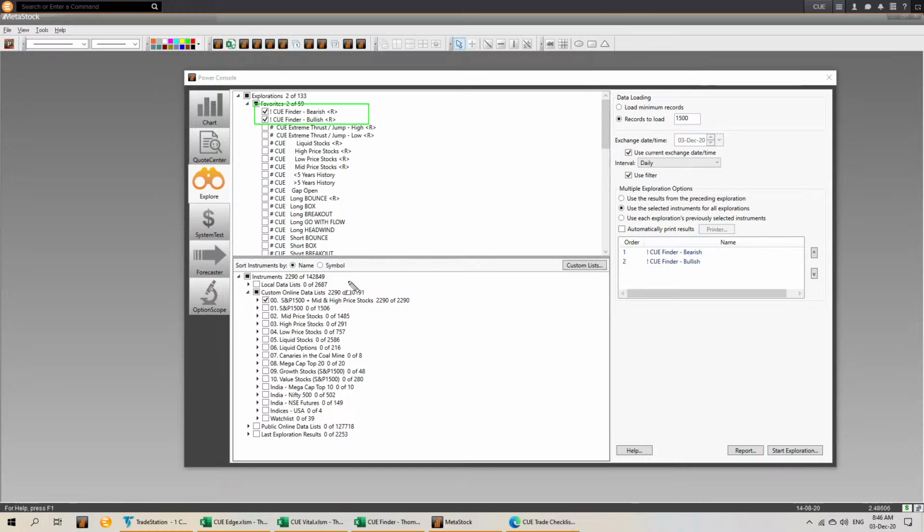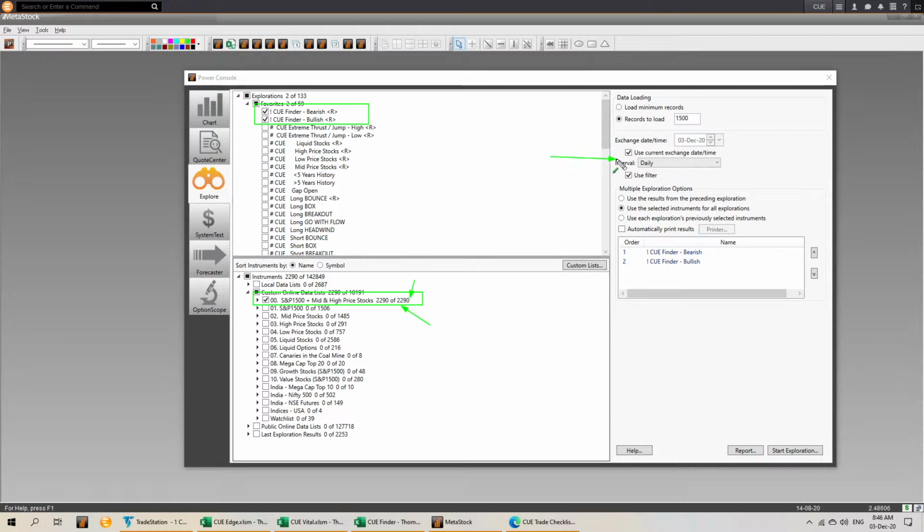They run through your own stock universe. For me, I use the S&P 1500 plus mid and high price stocks in the entire USA market, that is NYSE, AMEX and Nasdaq exchanges. So this is my stock universe which has 2290 stocks. I run the two finders on that universe.